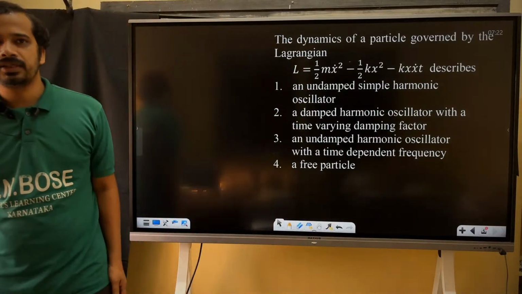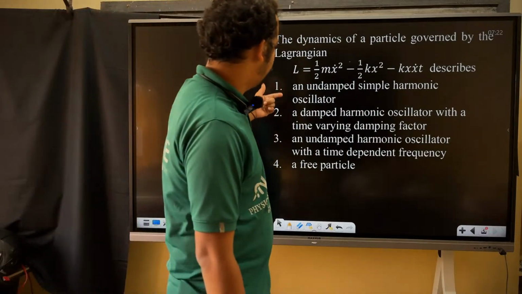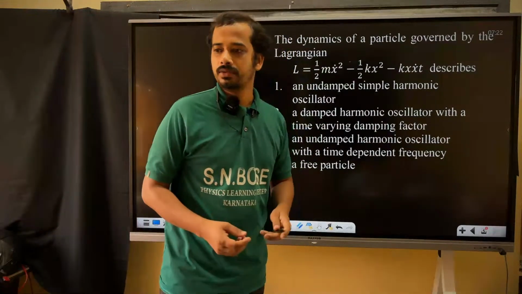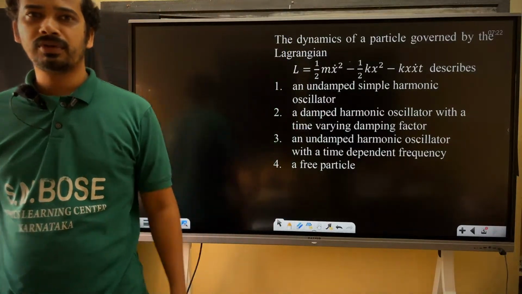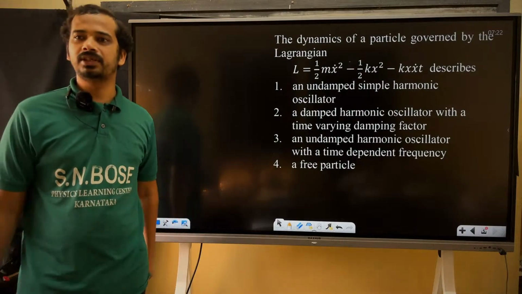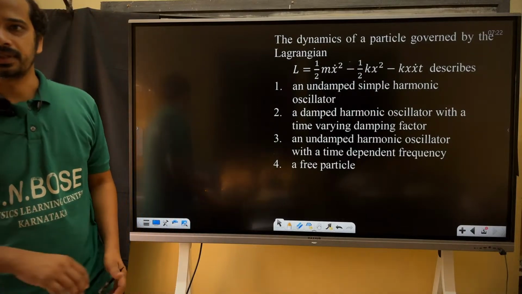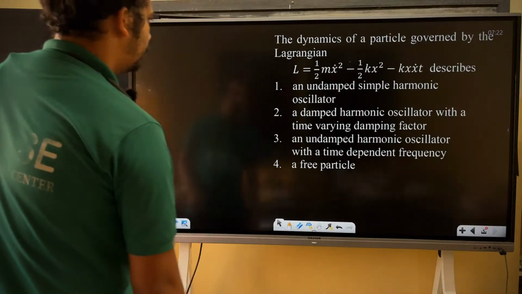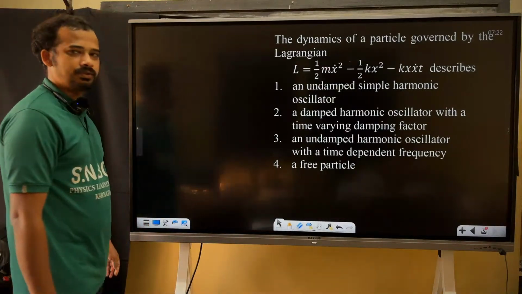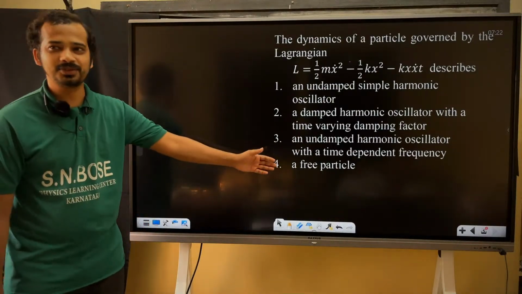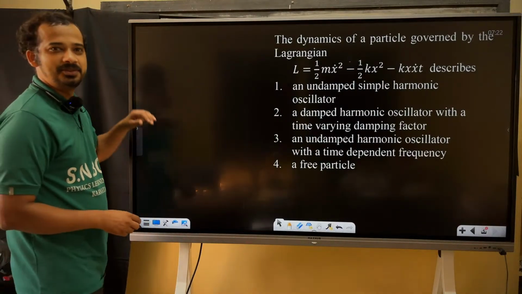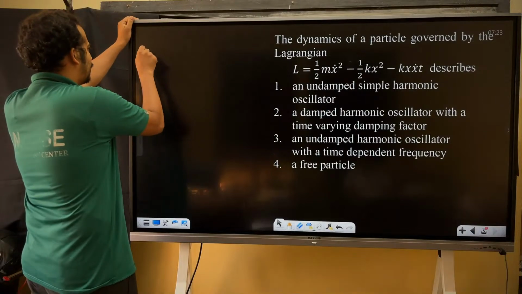Write the equation. When you see the first three options, damped, undamped, harmonic oscillator, how do you judge? By seeing the differential equation, isn't it? So you just write the Lagrange's equation of motion. It will turn out to be a free particle. I think we did this in class. Am I right?